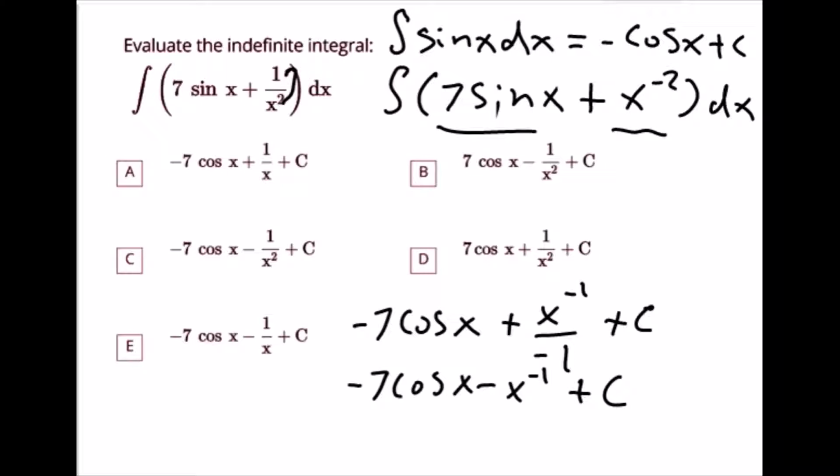Here is our answer, but as we can see, the question was a fraction, so we need to write it as a fraction. So we will do that by writing it as negative 7 cosine x minus 1 over x plus c. Why? Because if we swap the x to the top, we get x to the power of negative 1, the same as the answer before. So that will be our final answer, the same as option E.